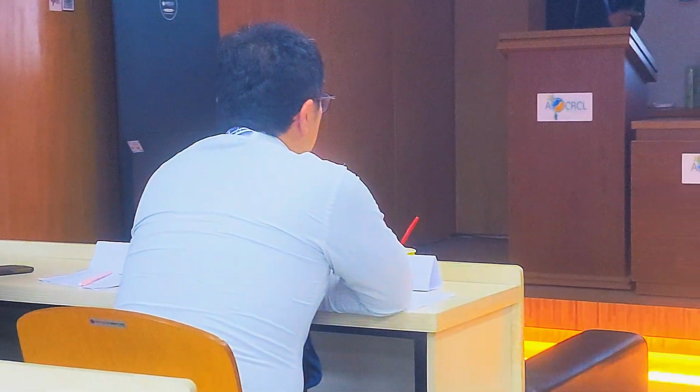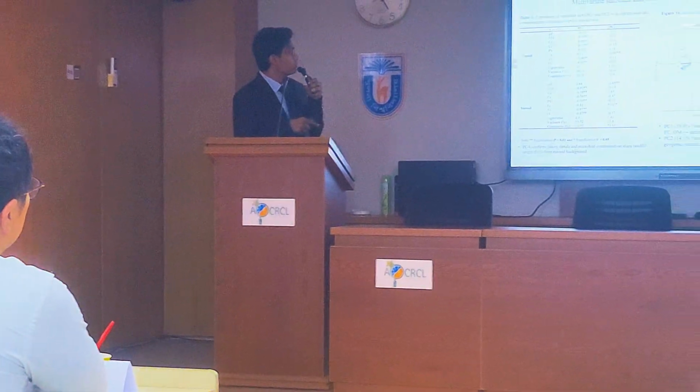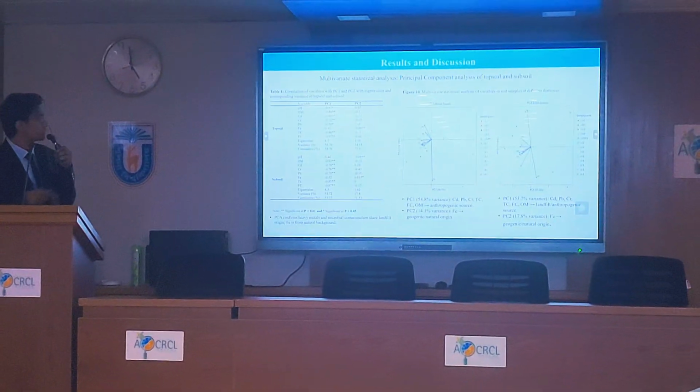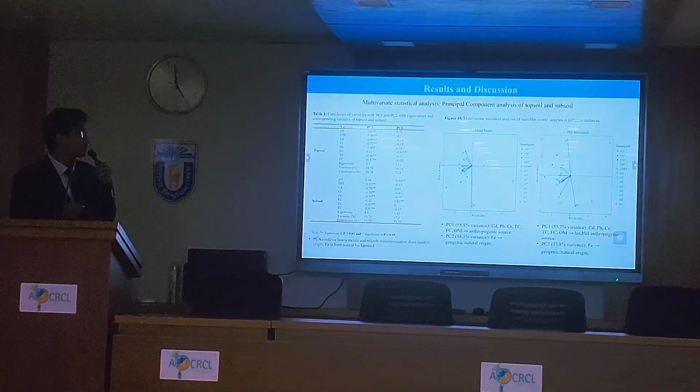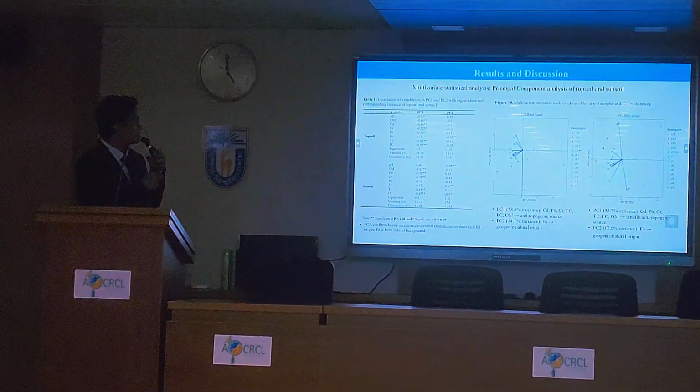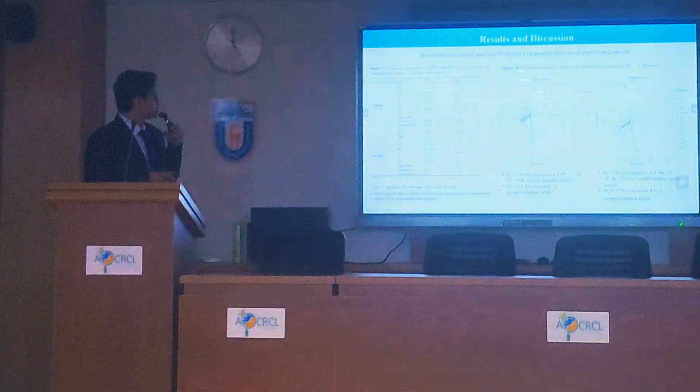This is the natural origin or geogenic process. The subsoil follows the same pattern. In PCA1, 53.7% of variance is from the same variables: cadmium, lead, chromium, total and fecal coliform, and organic matter, as well as following the same pattern in PCA2.